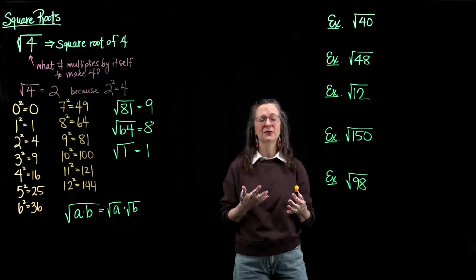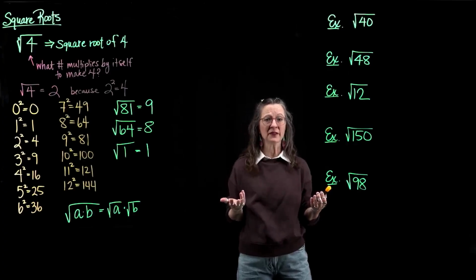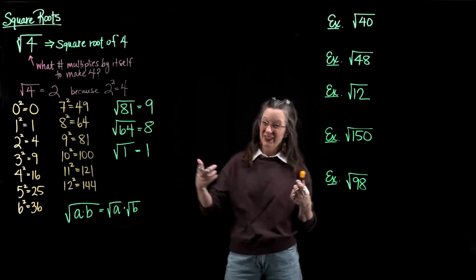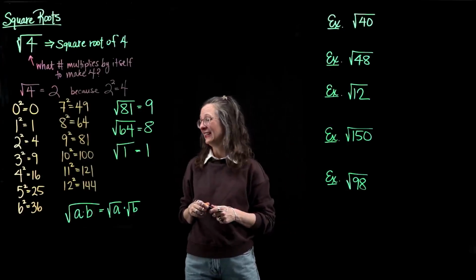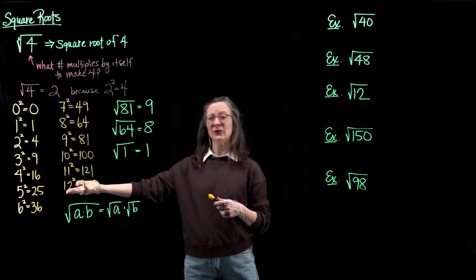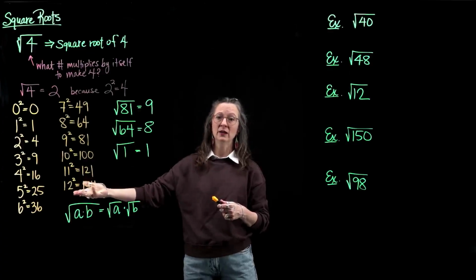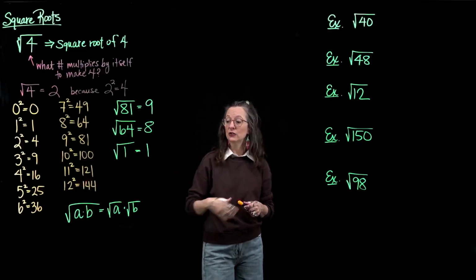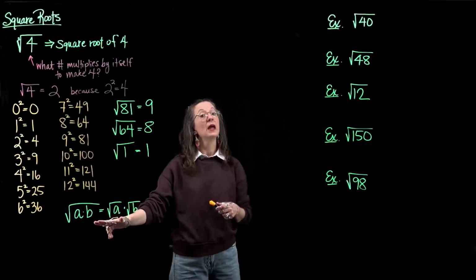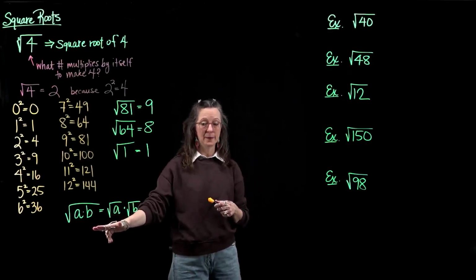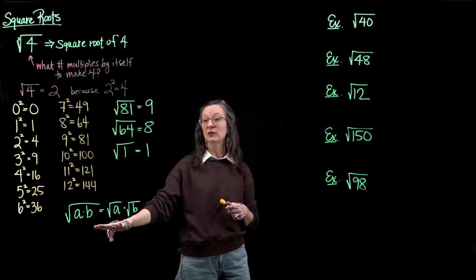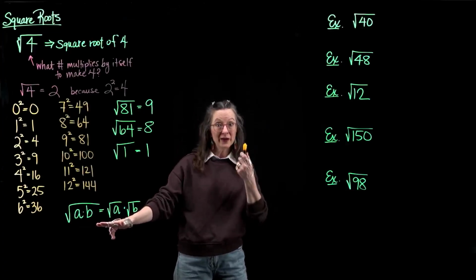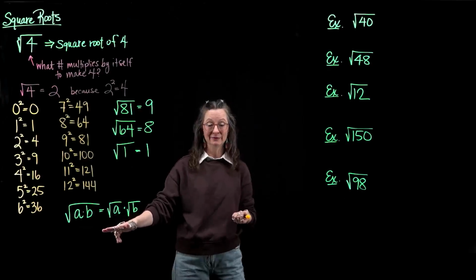All right, so when I look at the square root of 40, the first thing I want to do is think to myself, is 40 a perfect square? Which is where this list comes in really handy. Well, no, 40 is not a perfect square. So the next thing is to use this formula and break 40 up into two factors that multiply together, one of which is a perfect square.